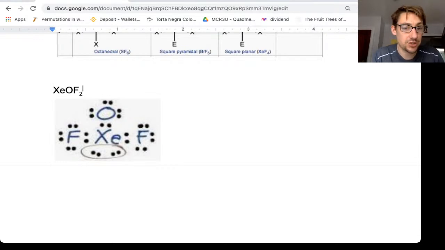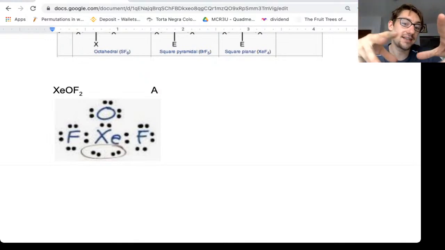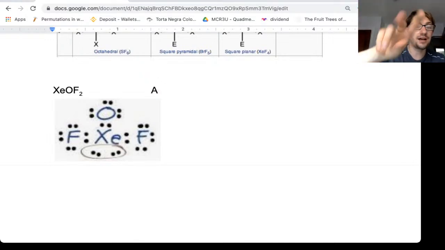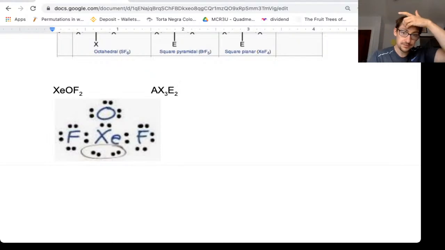It's the Lewis structure that will help you figure out what's on your central atom. Your central atom is A. How many atoms are connected to the central atom? Well, you have 2 F's and an O. That gives you 3 atoms connected. And how many lone pairs are on the Xe? According to this diagram, it is 2. So we're going to call it AX3E2.